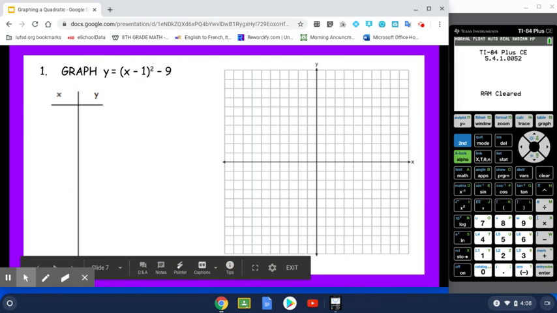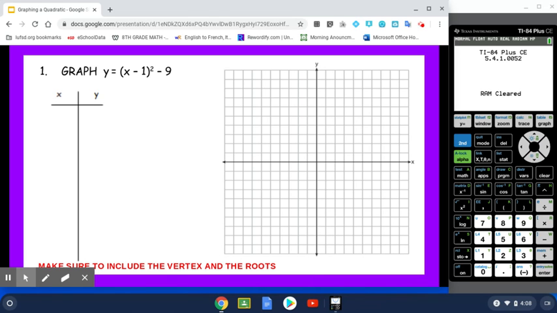So in this particular question, it says graph y equals (x minus 1) squared minus 9. Now, I wrote at the bottom, just be sure to include your vertex and your roots. Again, we're going to be purposely making those points in there anyway, so you don't really have to worry about it too much, but I just want to keep reusing those words. So your first thing is you push y equals, you plug in the function (x minus 1), close parentheses, squared, minus 9. Okay? Now you graph it just to see what it looks like. It's so important to just explore what's happening.